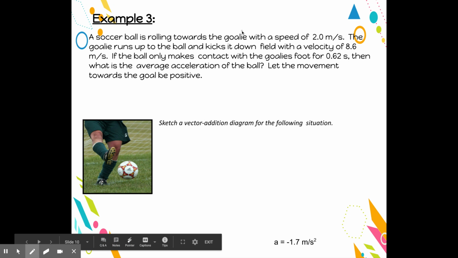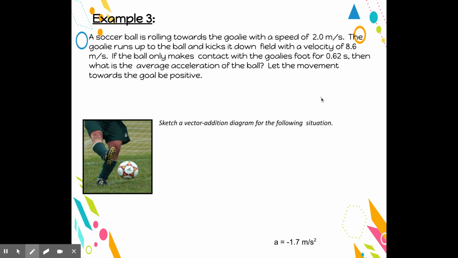Example 3. A soccer ball is rolling towards a goalie. So let's say this is the goalie here. Even if it doesn't ask you to draw a vector diagram, it kind of helps you imagine what's happening. So this ball is rolling towards the goalie with a speed of 2 meters per second. The goalie runs up to the ball, kicks it down the field with a velocity of 8.6 meters per second.